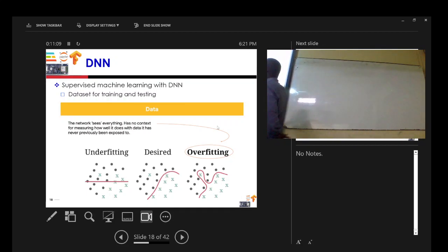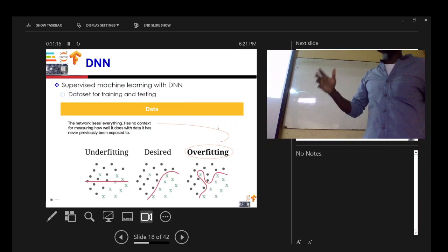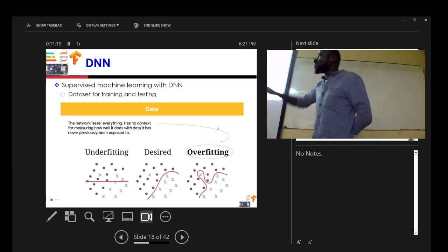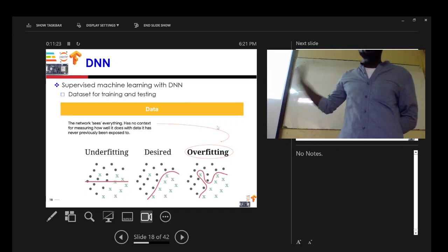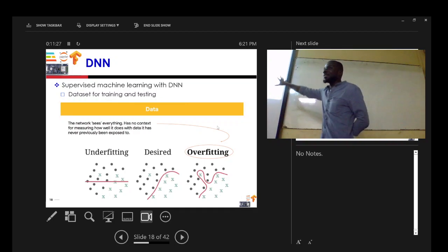What you want is something like this. That is the design. You get some errors, of course, but your system will be able to classify new data. But if you do something like this, your system will not be able to classify new data. It will be very difficult. So how do we solve the issue of overfitting in machine learning?